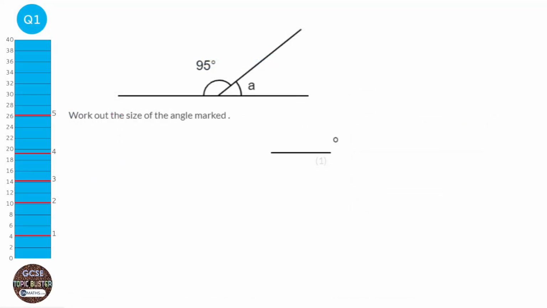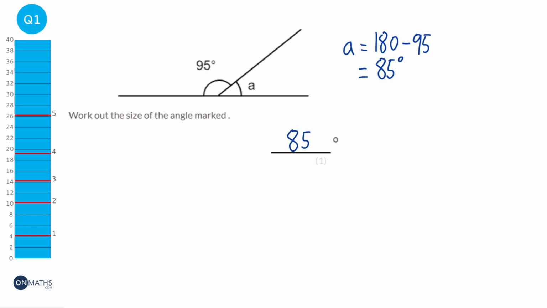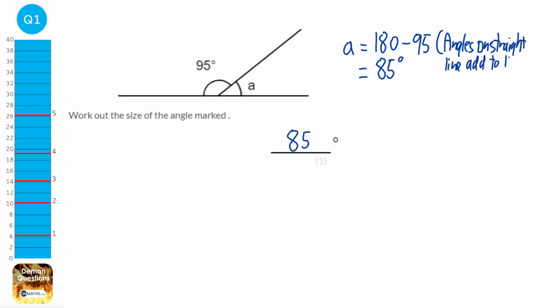Here we're given two angles on a straight line, and we know that all angles add up to 180 on a straight line. So to find out what A is, we're going to do 180 take away 95. 180 take away 95 is going to be 85 degrees. So angle A is 85 degrees, and the reason is that angles on a straight line add to 180 degrees.